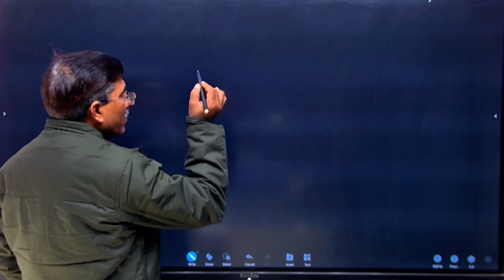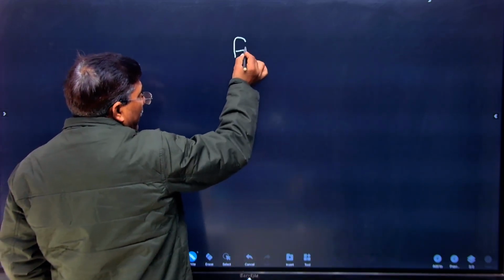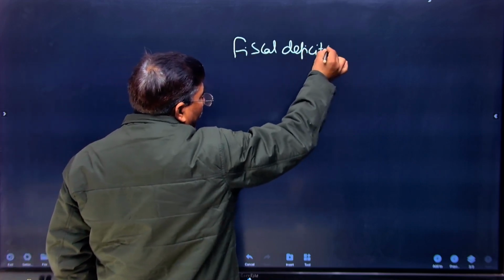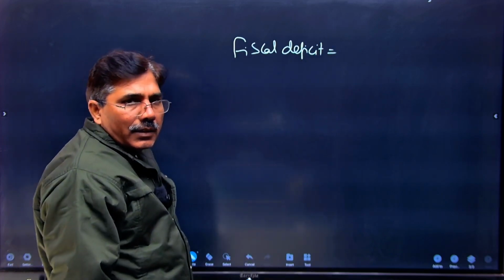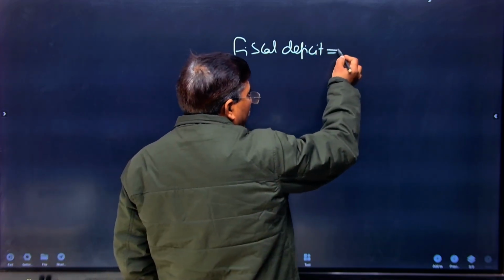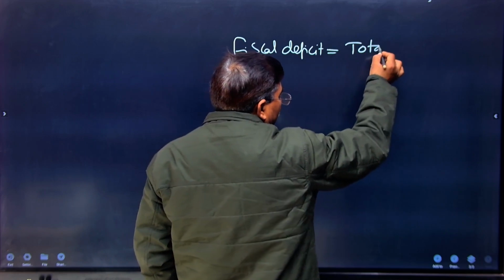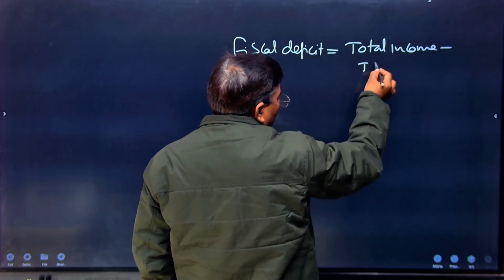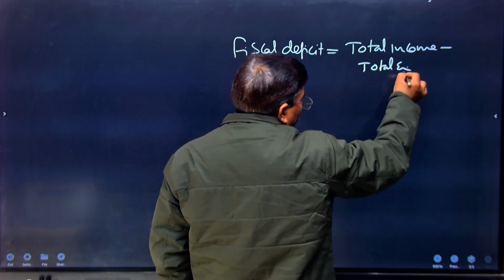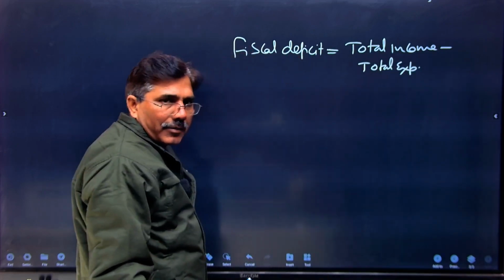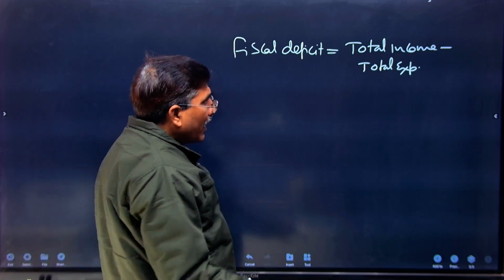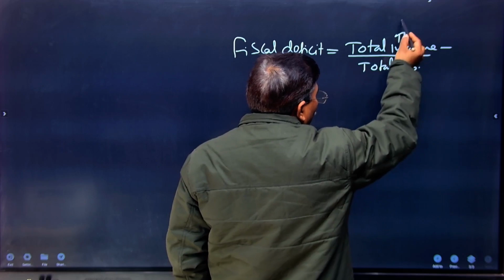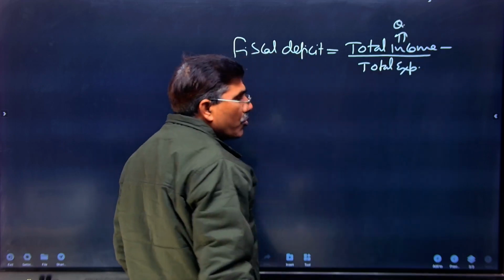Coming to the first issue, what is the meaning of fiscal deficit? Generally we define fiscal deficit as the difference between government total income and total expenditure. Total income means total national income, or you can say total output of final goods and services.